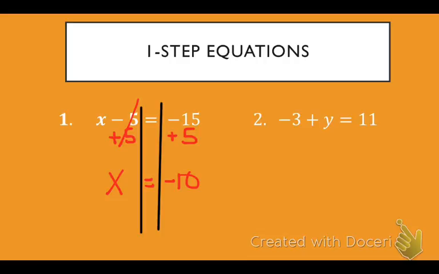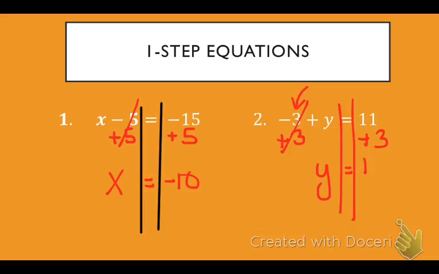Easy enough. In number 2, your goal is to isolate the y. So you need to get rid of this minus 3. The inverse of minus 3 is plus 3. So we do it on both sides to maintain balance. This cancels, bring down the positive y, and 11 plus 3 is 14.